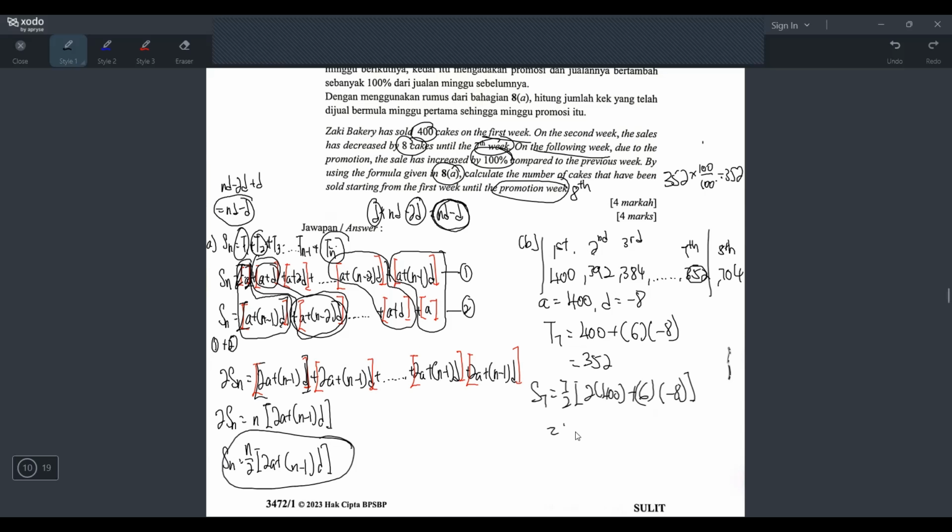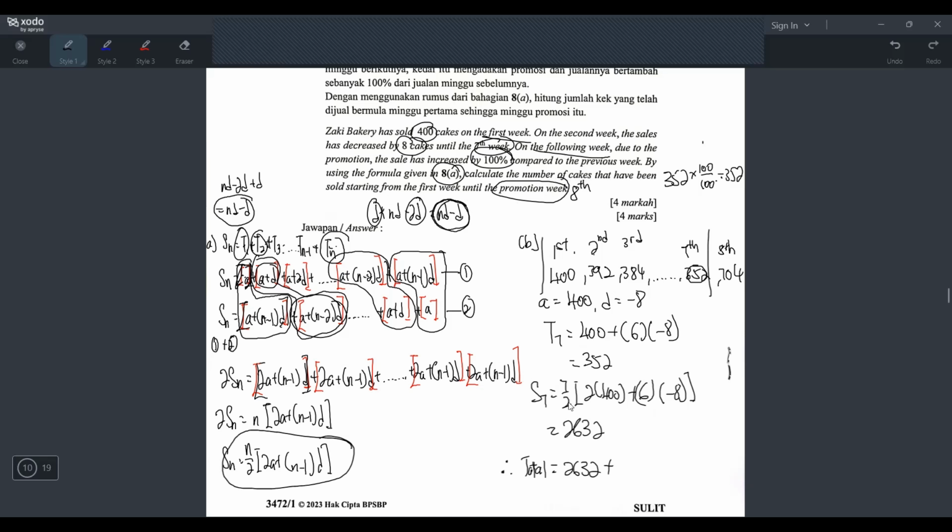But this is not the answer. This is just the sum of the first 7 weeks. So this is the sales for the first 7 weeks all added together. They want to find the number of cakes until the promotion week. So what is the total? I will just write here: number of cakes that have been sold starting... So the total would be 2632 plus 704, right?